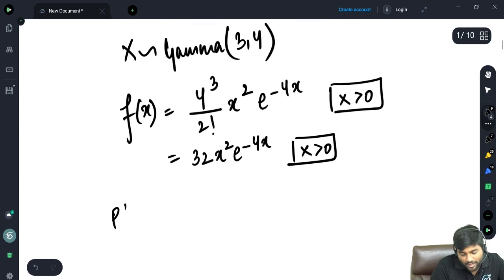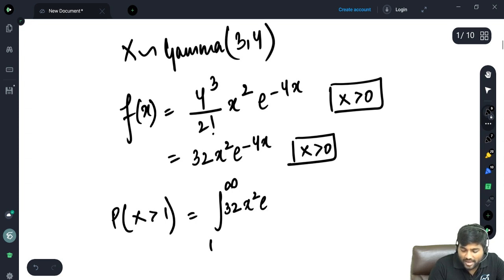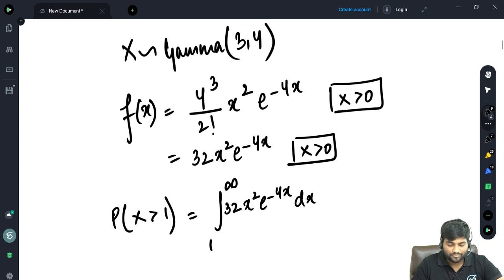If we are asked to calculate probability x is greater than 1, then we'll do the integral from 1 to infinity of 32 x square e to the power minus 4x dx, right? But it will be very difficult to solve this. We need to apply integration by parts 2 times. So that is why, copy this. And here we cannot apply gamma integration also, because the limits are from 1 to infinity, and in gamma integration the limit should be 0 to infinity.